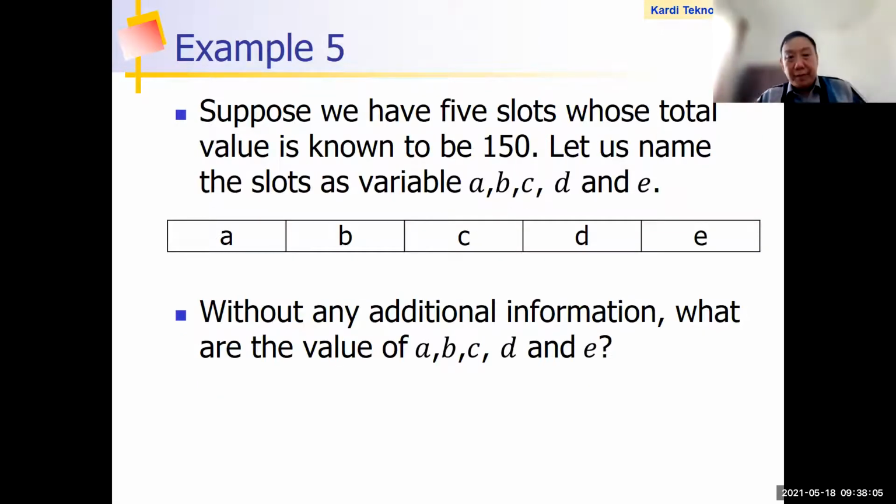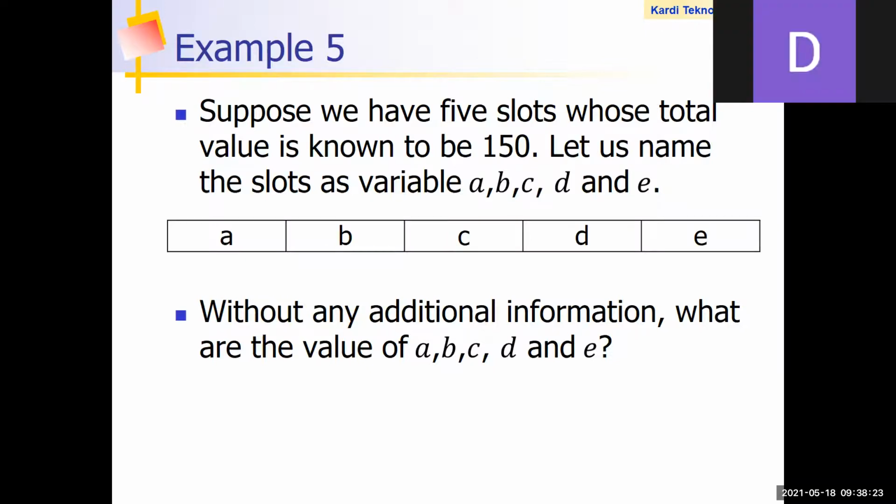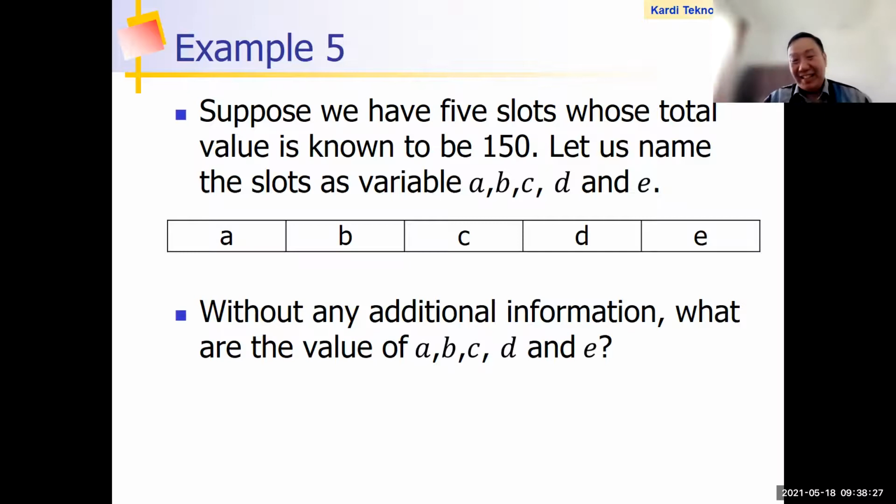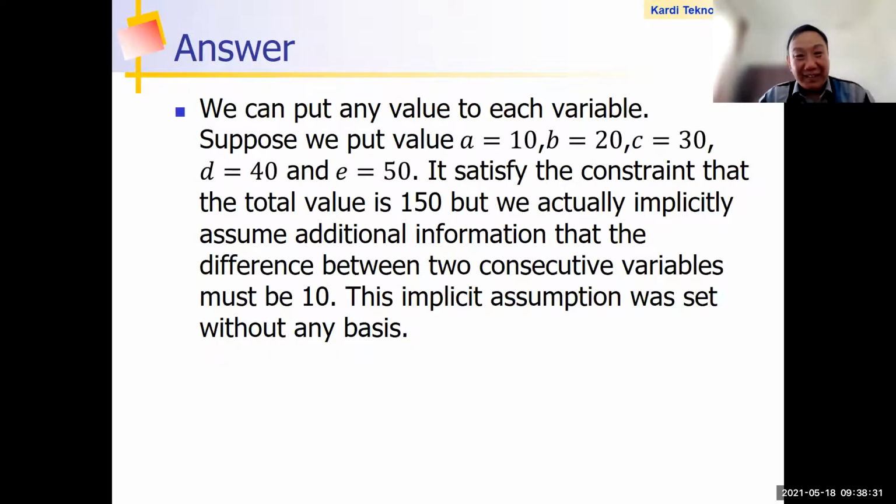Okay, again. Suppose you have 5 slots. The total is known to be 150. The names of the slots are A, B, C, D, E. Without any additional information, what are the values of A, B, C, D, and E? So 150 divided by 5. It is 30. Very good, Darin. You are excellent now. Right.